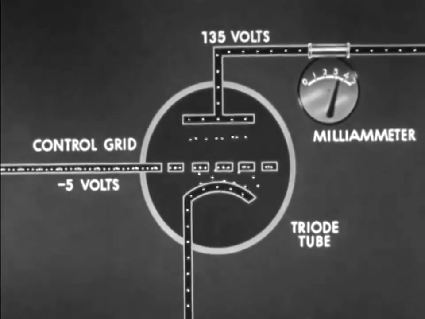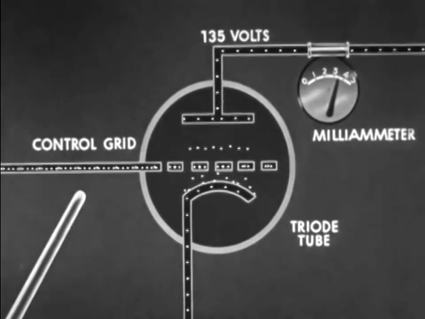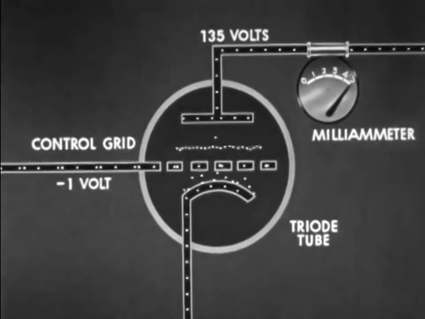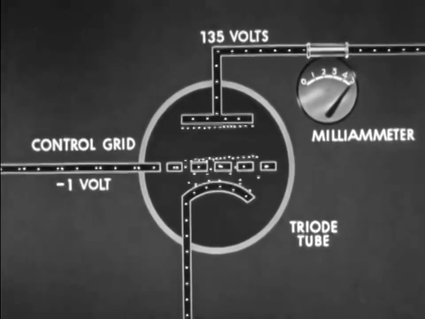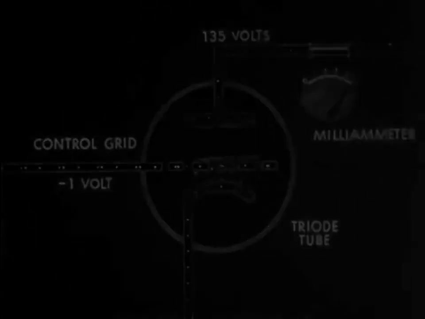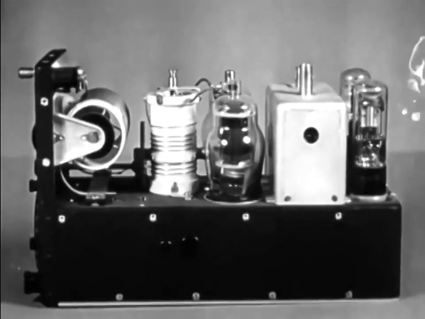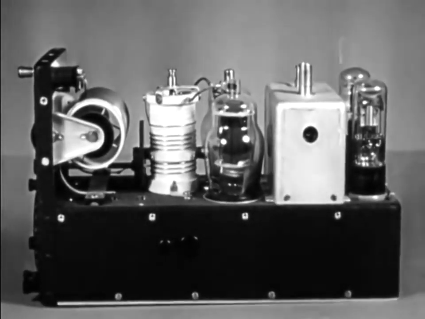Now if we change grid bias by only 4 volts, a very great change is seen in plate current. We conclude that the greatest influence on the tube output is change in grid voltage. Most military sets use some form of the triode tube.